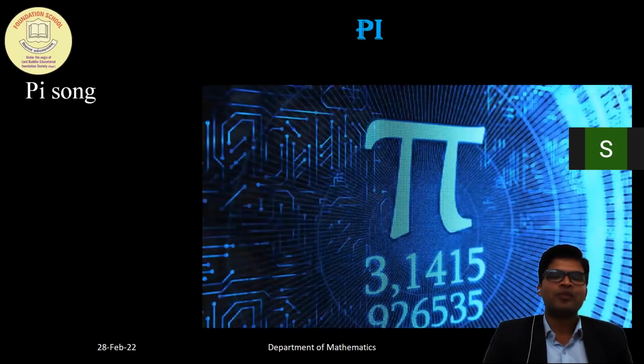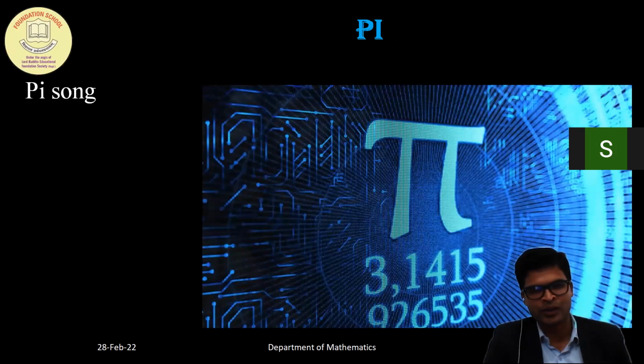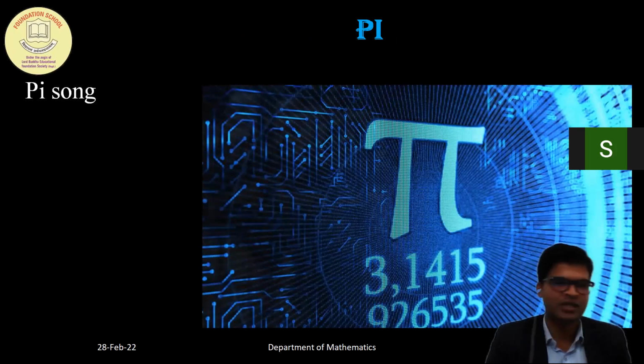As we grow, we see the numbers, and the next number that comes is pi. It is a symbol, actually it is not a number, everyone knows that. So we say pi is equal to 22/7. So when 22/7 is a number, why do we call it pi? Many students get this question in their mind.